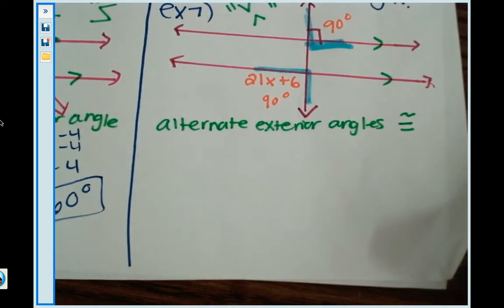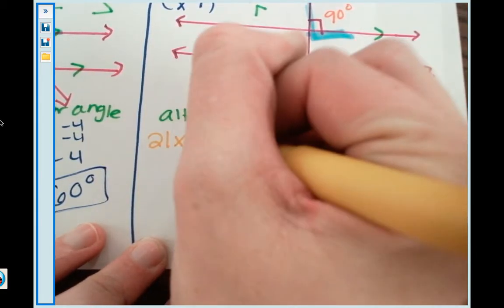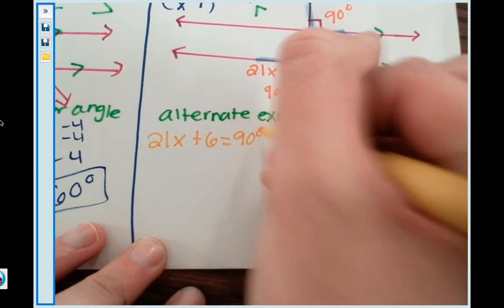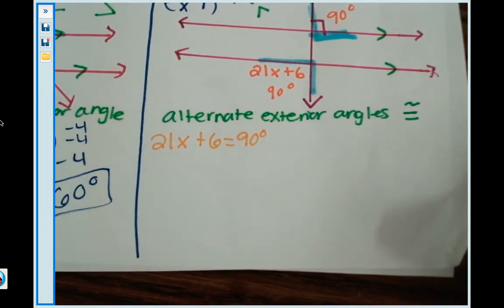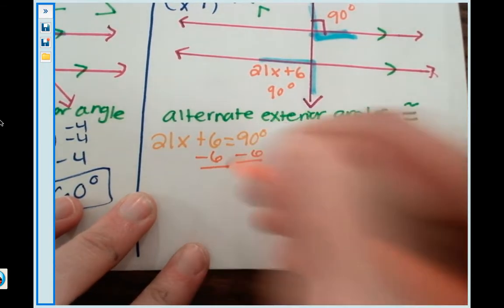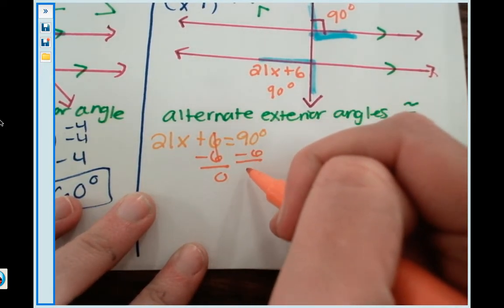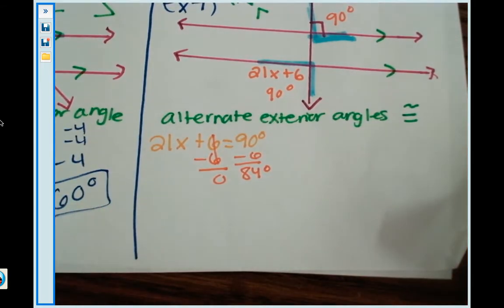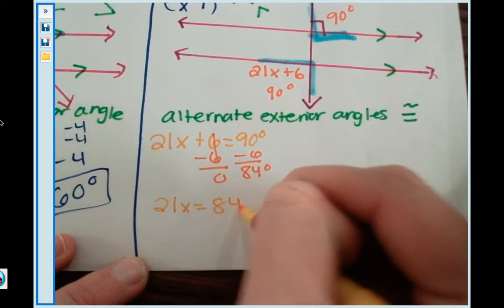But let's see if we did it correctly. But anyway, so I'm going to set these equal to each other. All right, so 21x plus 6 will equal 90 degrees. All right, guys, let's start solving for x. So I need to bring my 6 to the other side. The way that I bring a positive 6 to the other side is by subtracting it on both sides. Which 6 minus 6 cancels and turns to 0. 90 minus 6 gives me 84 degrees. All right, so I'm left with 21x equals 84 degrees.